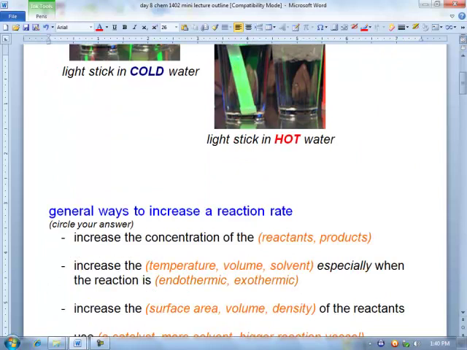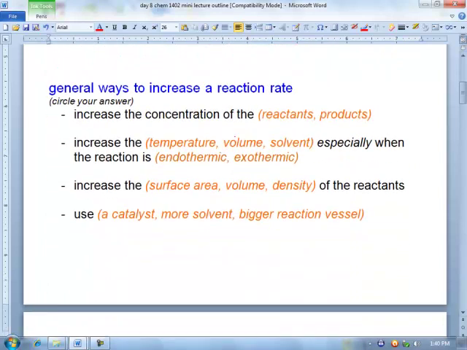Let's take a look at what's going on here. Some general ways to increase the rate of a reaction, to make it go faster. We can increase the concentration, Monica, of the reactants. Definitely. Okay. We could increase the temperature. We know that with the light sticks. Especially when the reaction is blank.